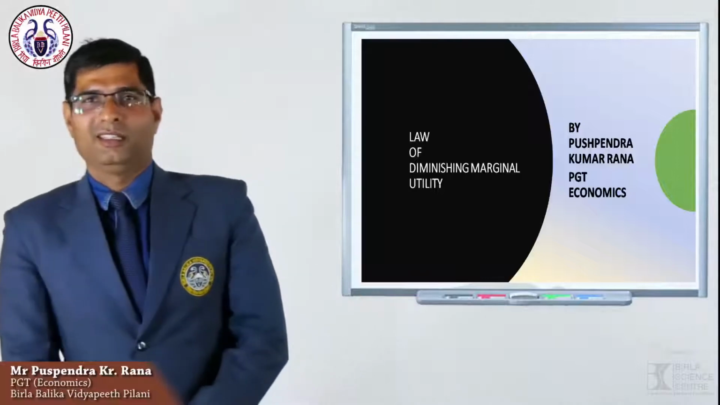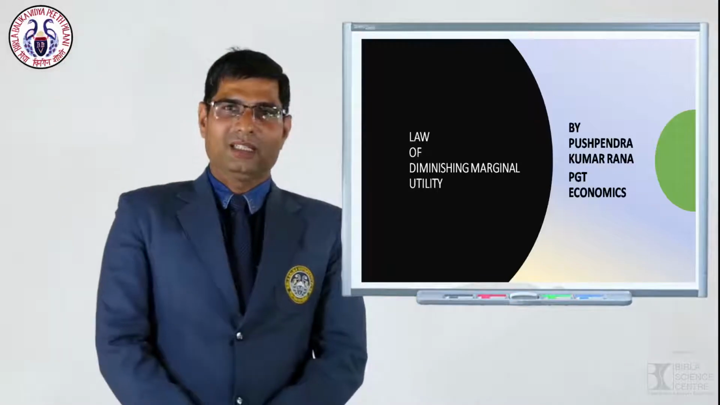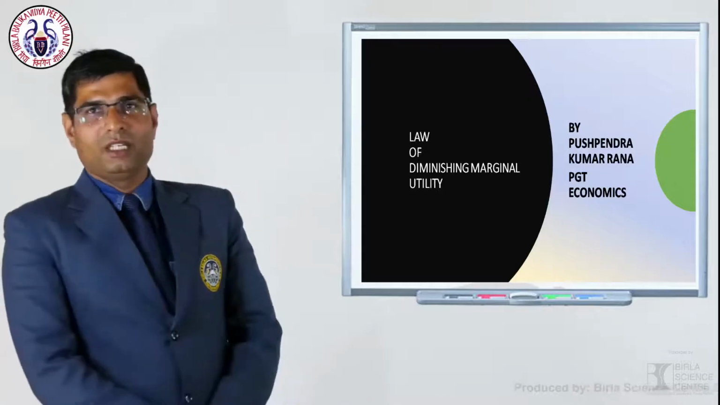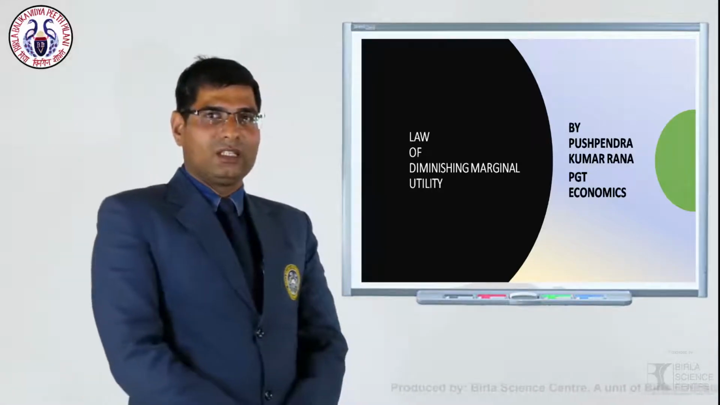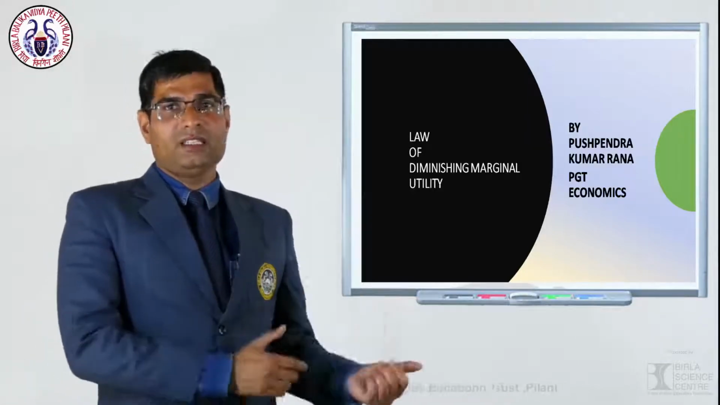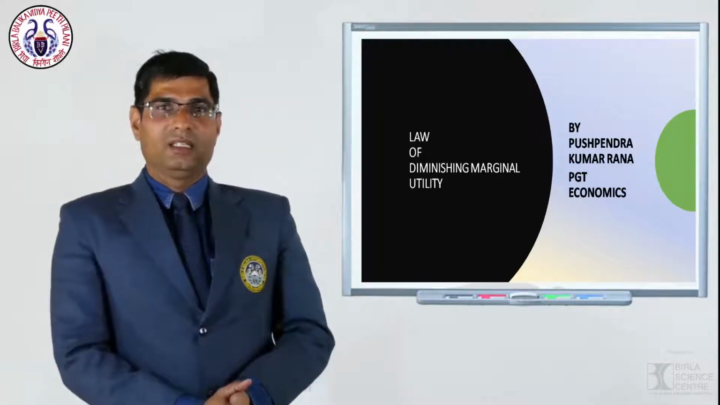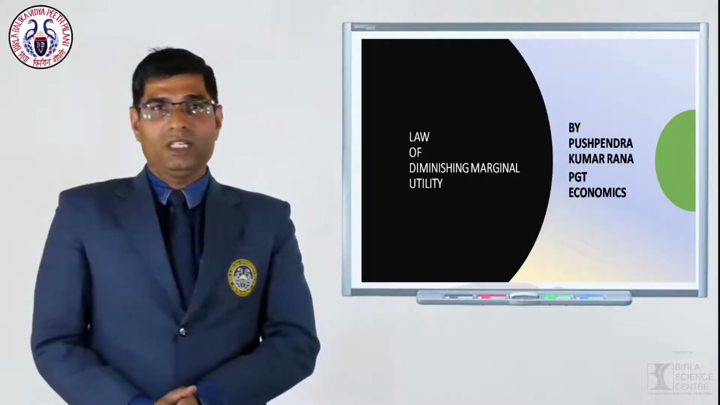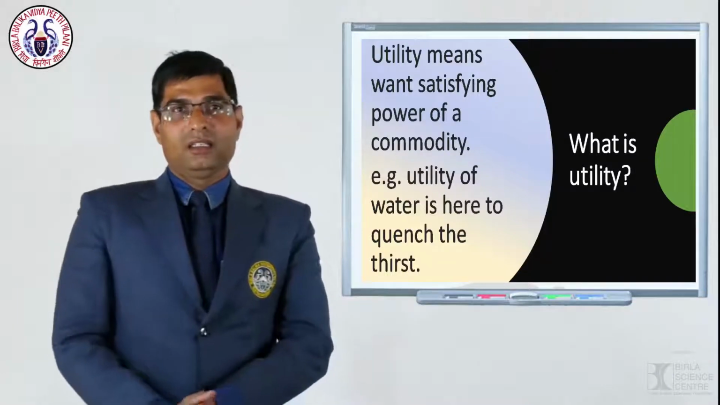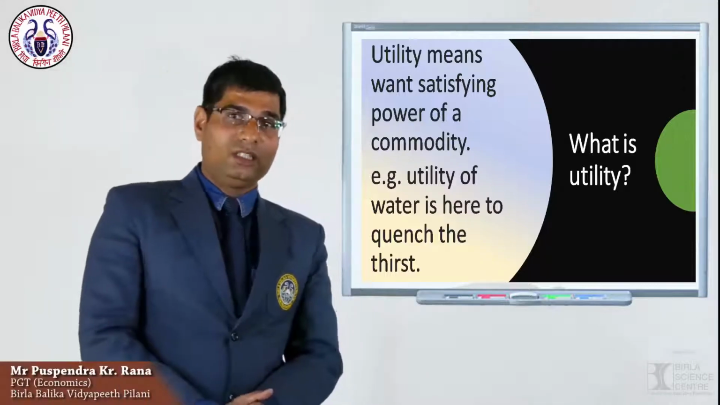Hello, students. So today we are going to discuss one more new lesson, that is law of diminishing marginal utility. So you must have observed that when sir was drinking water, the expression with each glass of water was changing. Now about that we will discuss later. First let us discuss what is utility. Why did sir drink this glass of water? Because he was thirsty.